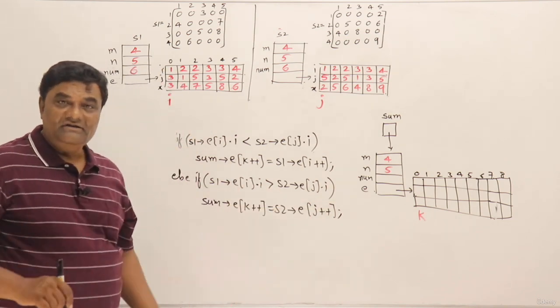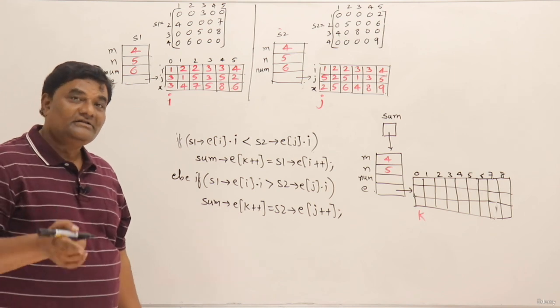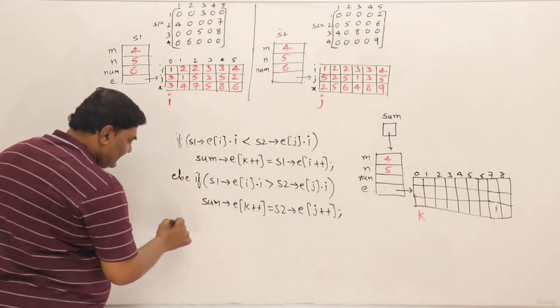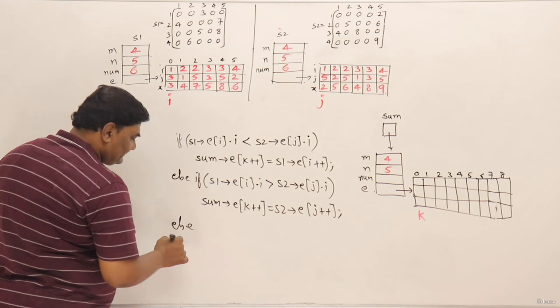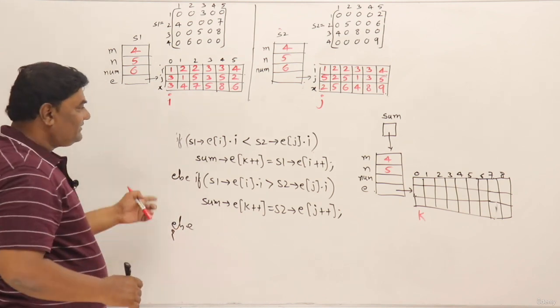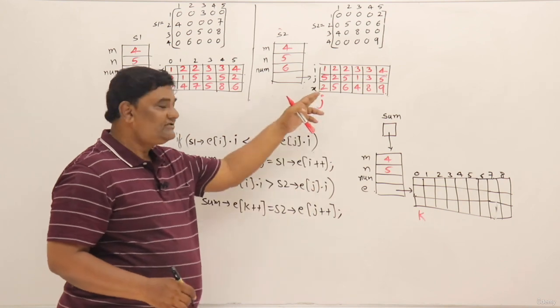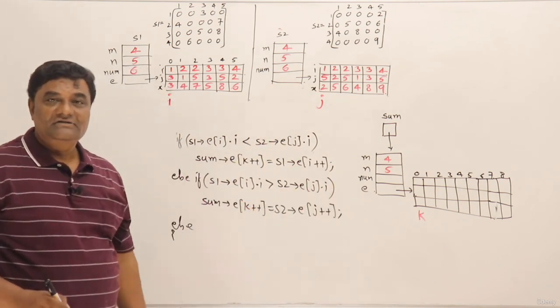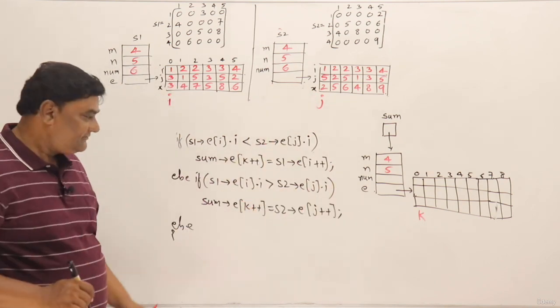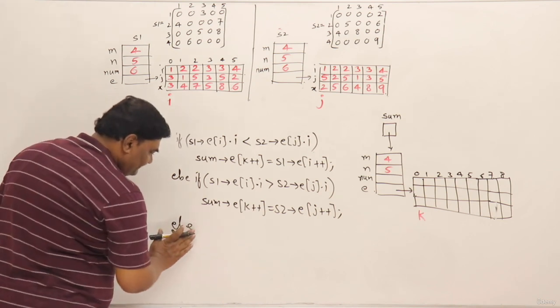If both are equal, then what? Check column. So this comes as the else part. Else, now check column numbers. If this one's column is small, copy that one. If that one's column is small, copy that one. Otherwise, add them. So I have to continue the logic here.